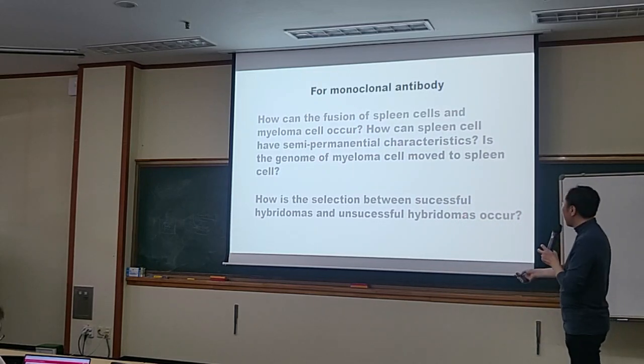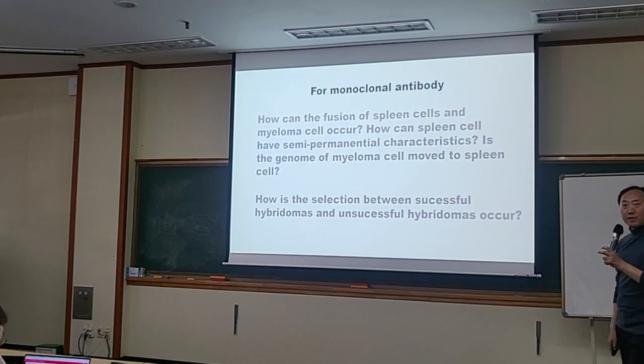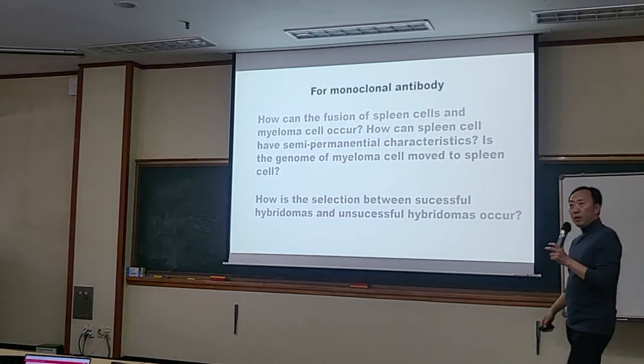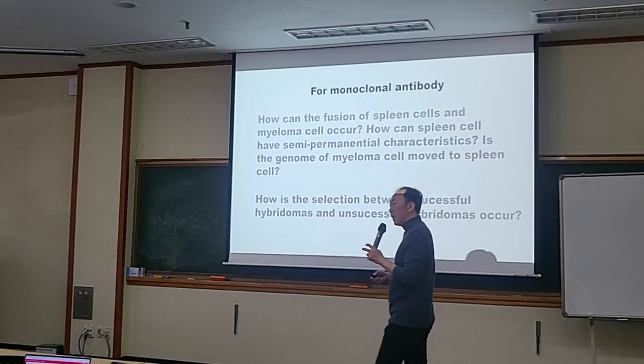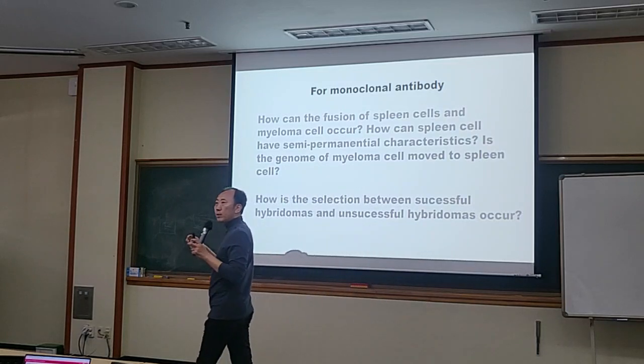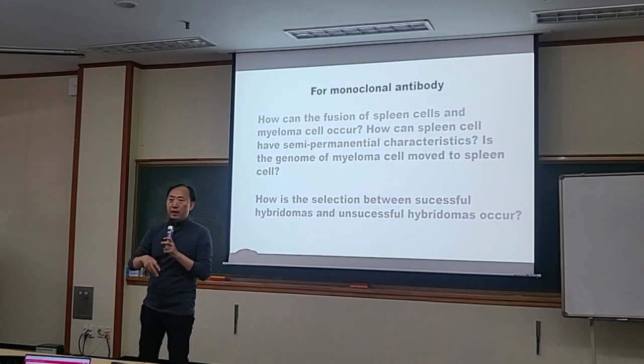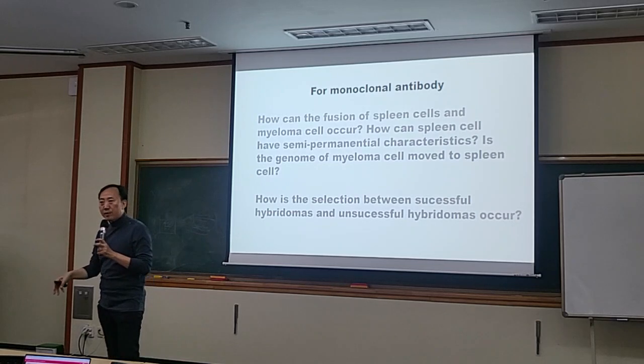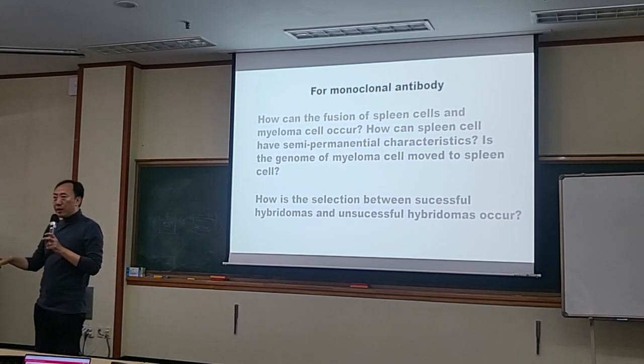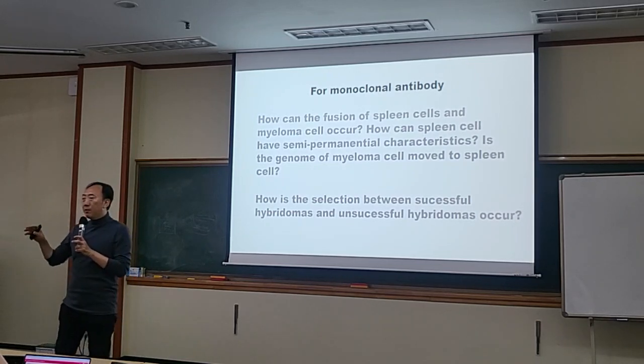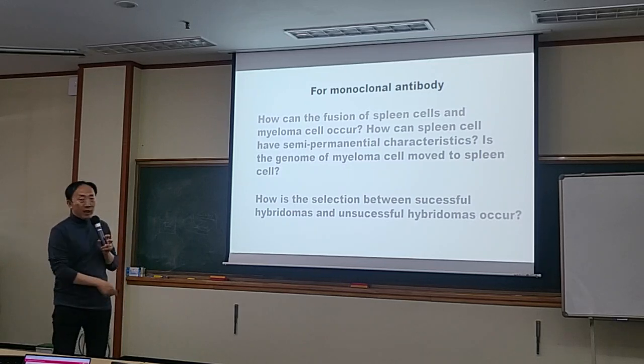How does that selection be successful or unsuccessful? For the biological process, if you want to select only one character of cells, here you have cancer cells and you have primary cells, primary B cells. Primary B cells cannot live too long. Cancer cells can live forever.